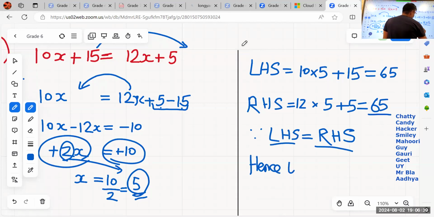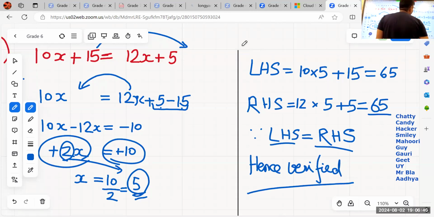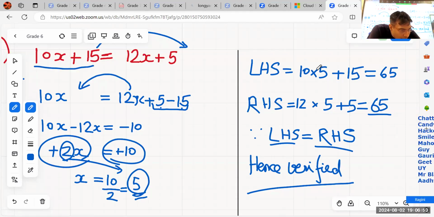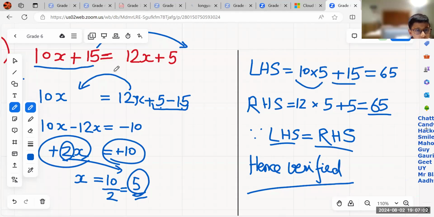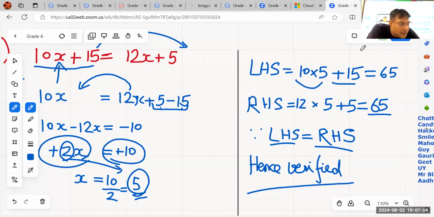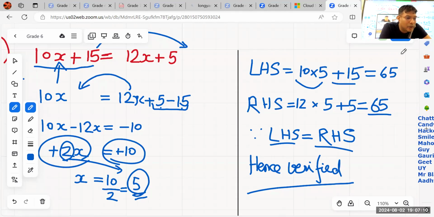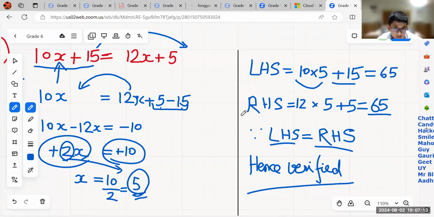This is the way to check your answer for your school exam. And otherwise also, if you want to check your equation, you can check it like this. Beta, I took it from the equation: here it was 10x plus 15, so 10 into 5 plus 15. Sir, why did you do 10 into 5? Because the value of x is 5. Okay, got it. This is a way to check your equation. For linear equations, there is a way to check also. These are simple equations, so you can check pretty easily.